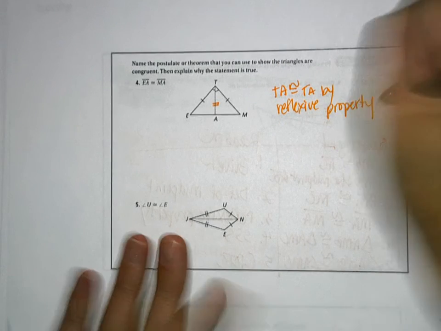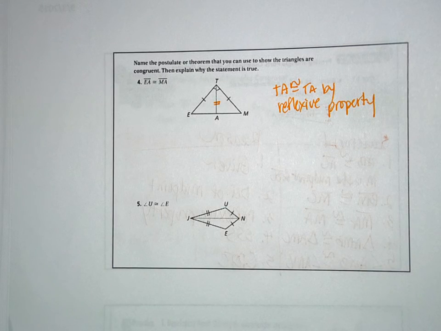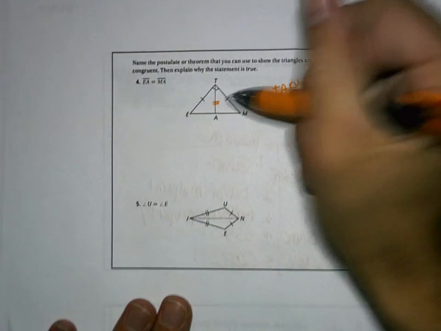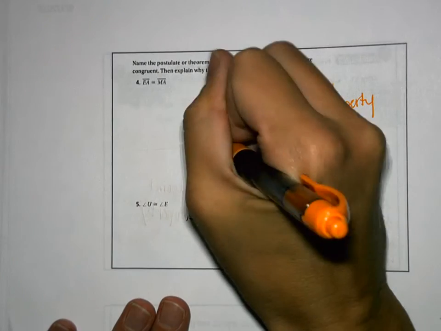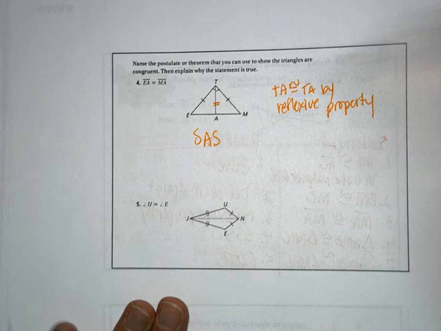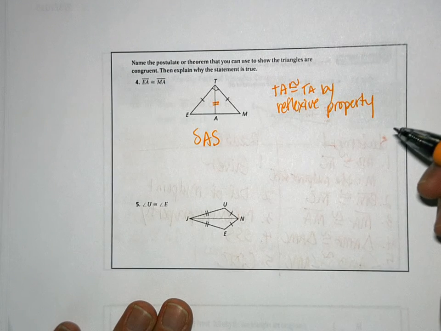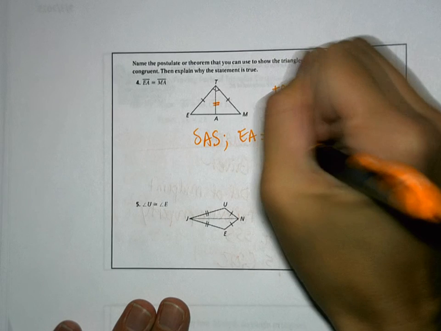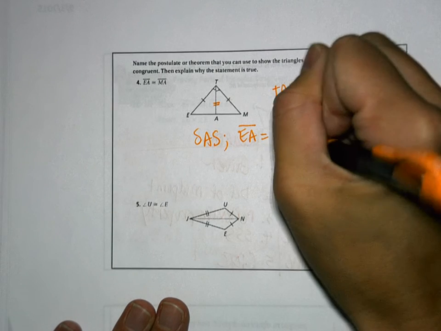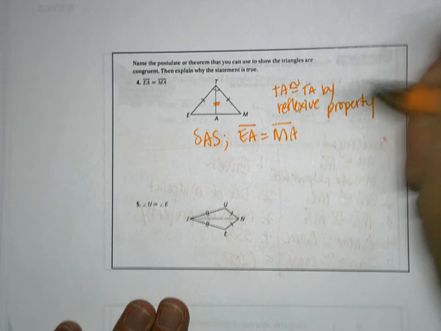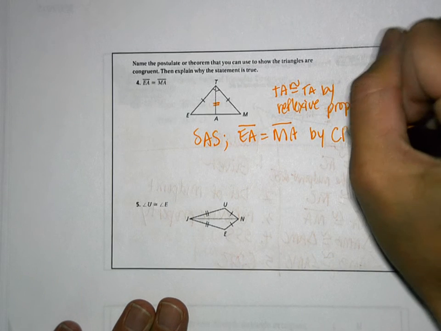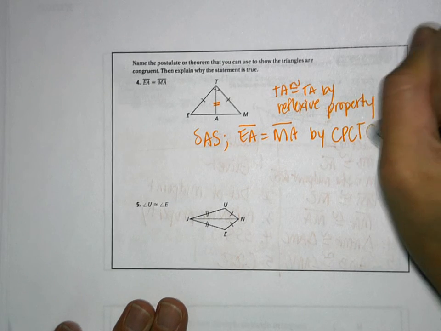Okay. Now based on that, we would use what? Very good. Side, angle, side. So side, angle, side. And then we know that line EA is congruent to line MA by congruent parts of congruent triangles are congruent.